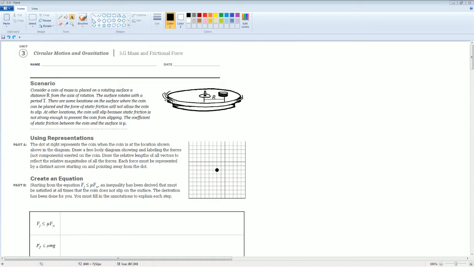Here I'm covering Unit 3, Circular Motion and Gravitation, Section 3.G, which is on mass and friction 4. Here's the scenario. Consider a coin of mass m placed on a rotating surface at a distance r from the axis of rotation. The surface rotates with a period T. There are some locations on the surface where the coin can be placed and the force of static friction will not allow the coin to spin. At other locations, the coin will slip off because the static friction is not strong enough to prevent the coin from slipping. The coefficient of static friction between the coin and the surface is defined by mu.